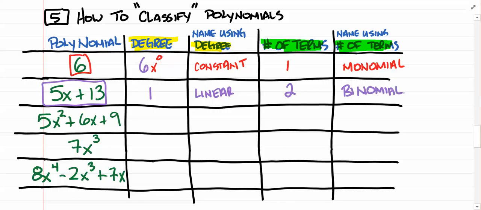I know this is a lot of information, but it's going to be second nature in no time. Take a look at this third example. Okay, the degree, of course, is a 2. So therefore, we would call this a quadratic.